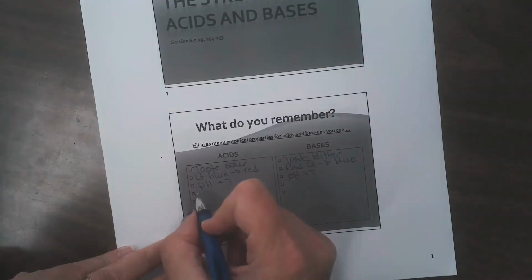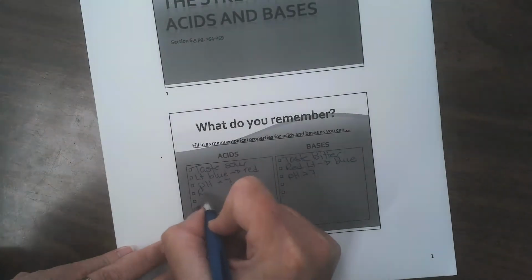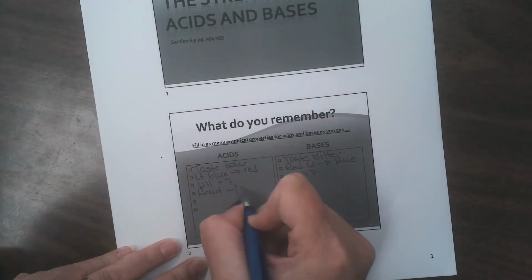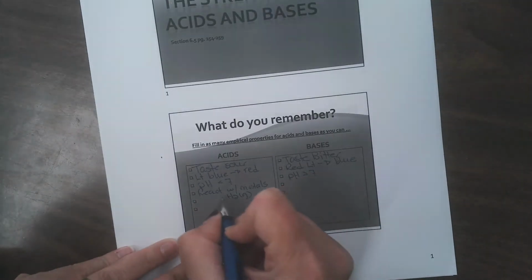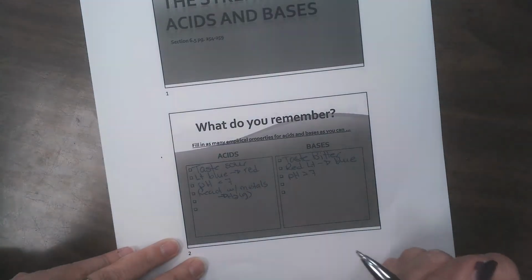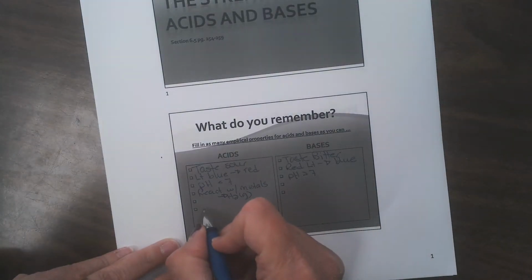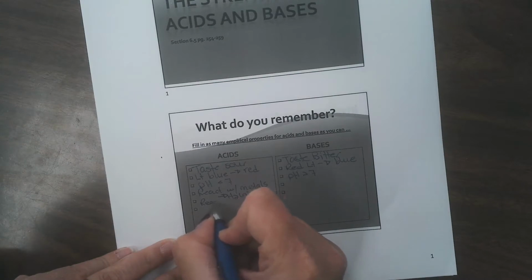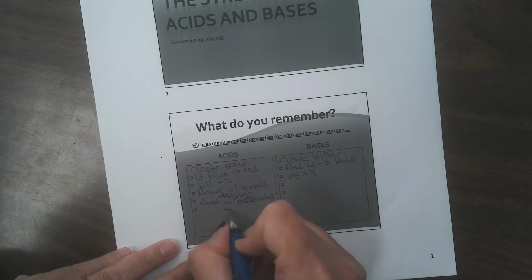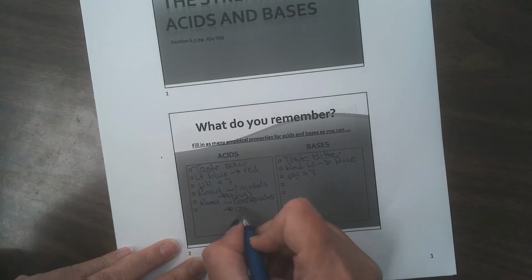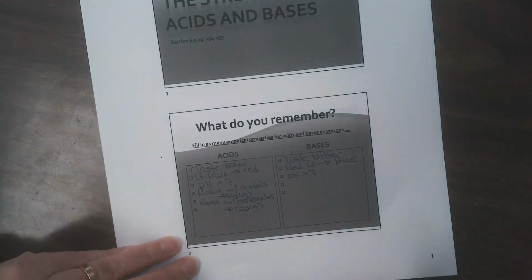We also stated that acids will react with metals to produce hydrogen gas. We know that they will react with carbonates to produce carbon dioxide gas. So whenever we're looking at gases, we're going to be looking for bubbles to appear.